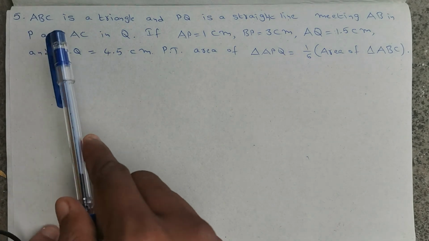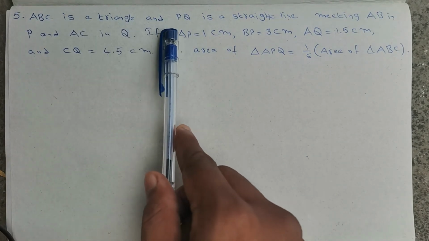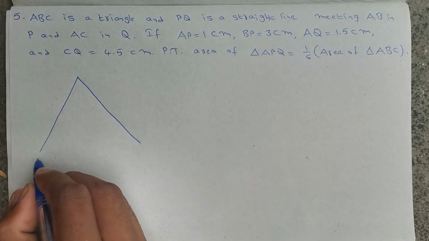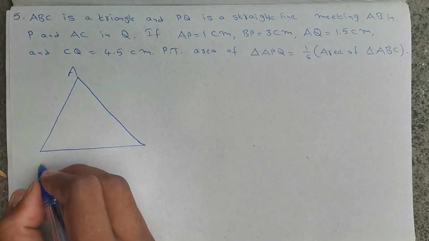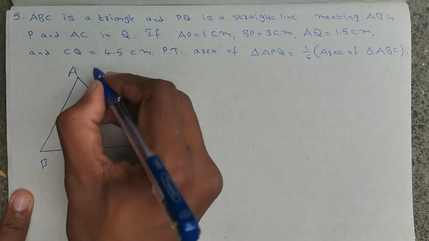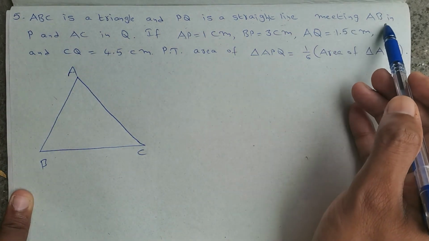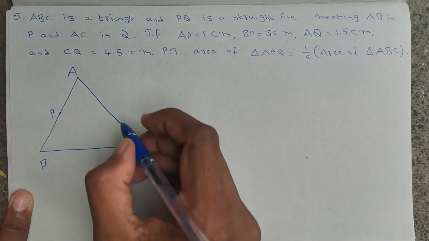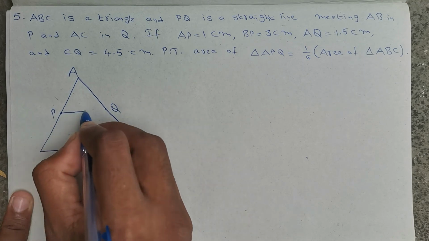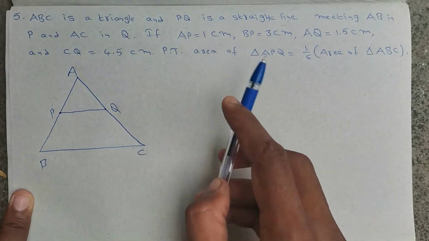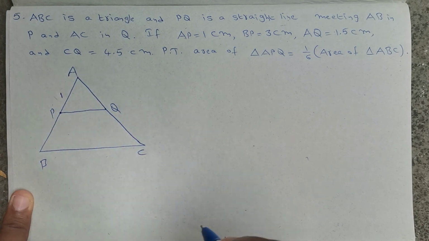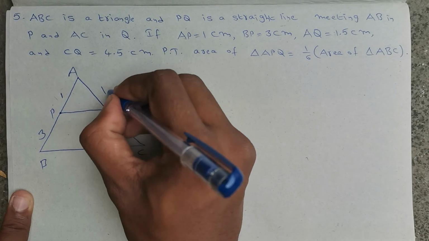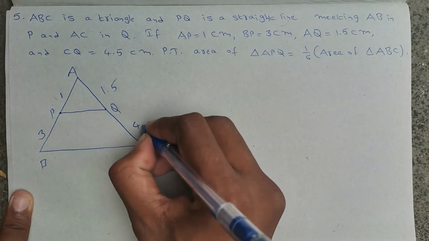Next, question number 5. ABC is a triangle and PQ is a straight line. So we have a triangle ABC. And PQ is a straight line meeting AB in point P. On AB, one point P is there, and on AC one point Q. So joining these two points we got line PQ. If AP is given as 1 centimeter and BP is given as 3 centimeters and AQ is 1.5 centimeter and CQ is 4.5 centimeter.